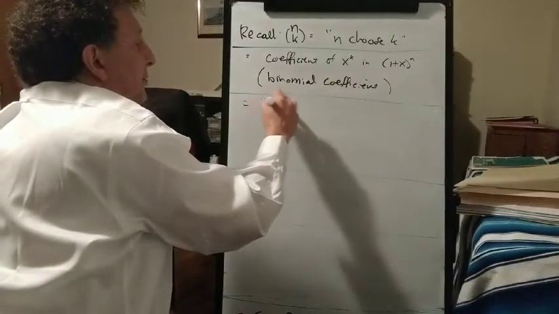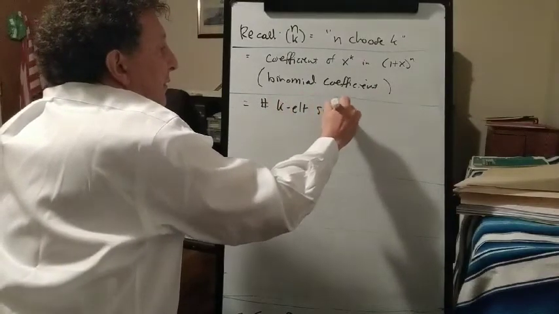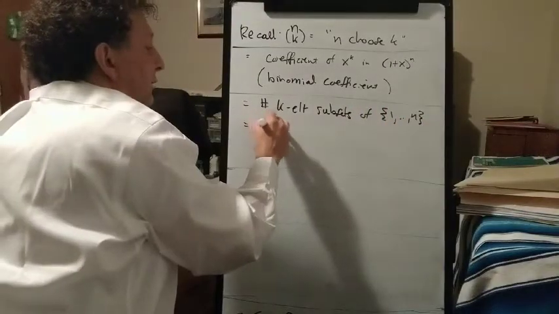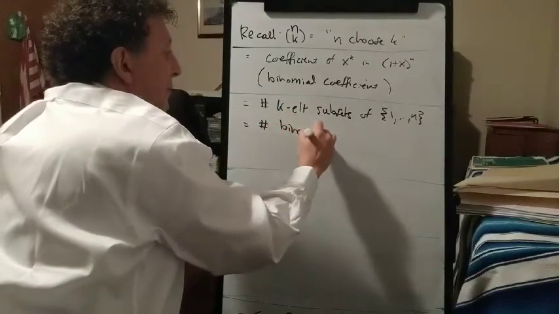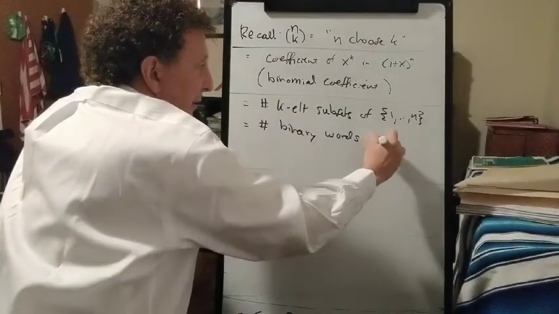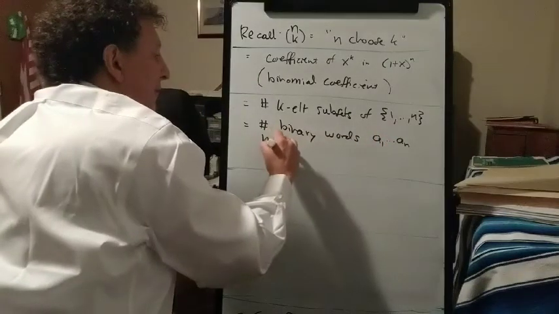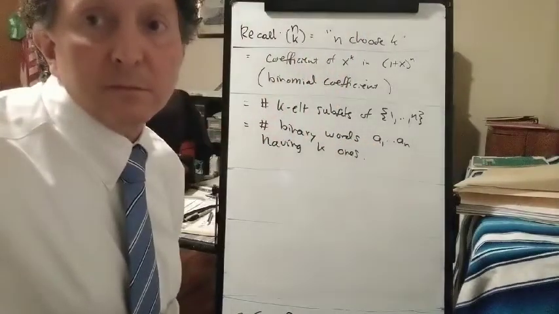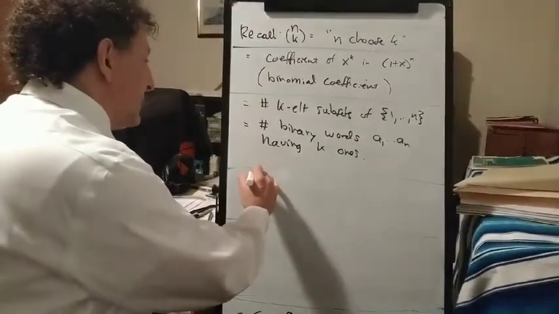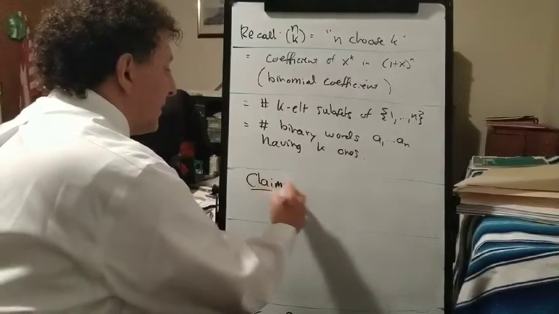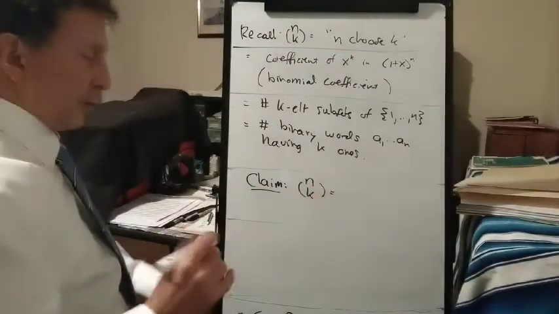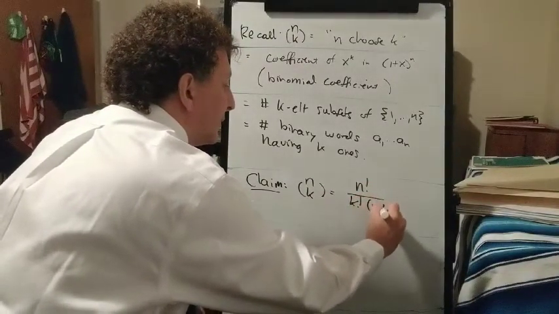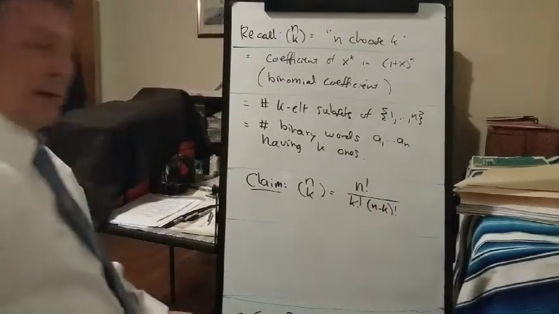It's also equal to the number of k element subsets of an n element set, like 1 through n. This is also equal to the number of binary words a1 through an having k 1s. Now I claim that n choose k, the formula is n factorial over k factorial divided also by n minus k factorial.